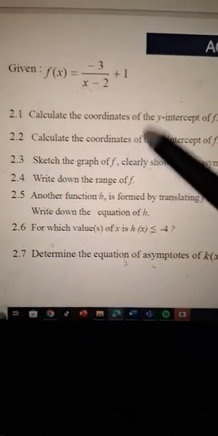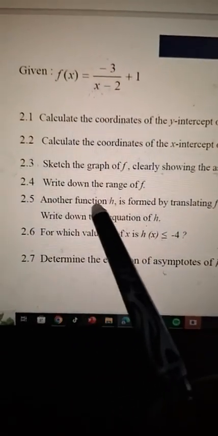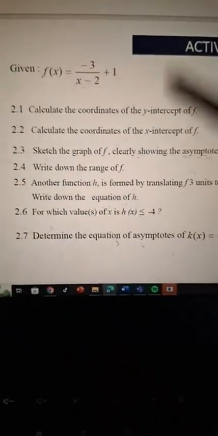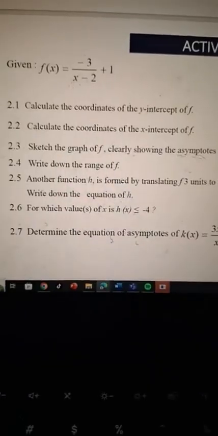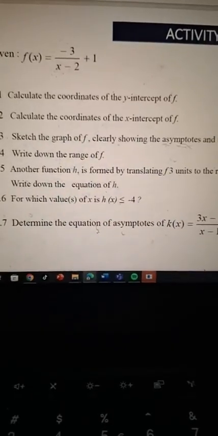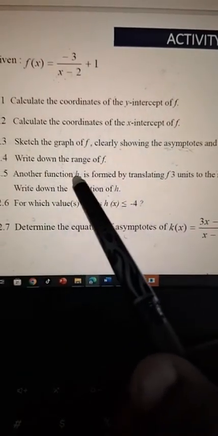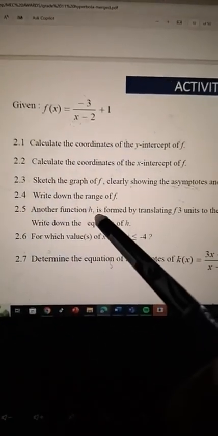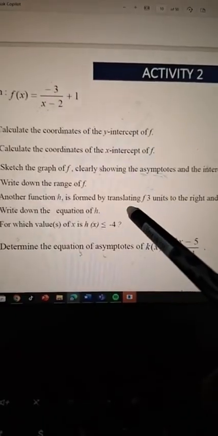And then I just want to venture now and answer the next question in our activity, which says another function h is formed by translating f. Here is f. Now, translation has to do with transformation of the function, movement of the graph, either up or down, left or right. You know, there's different movements of the function. Okay, and here we are told another function h, meaning h is a function that is new. How is it formed? It's formed by translating f.